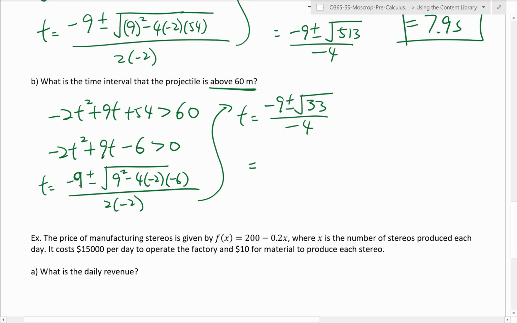So -9 minus root 33 divided by... -9. I'll do plus first actually. Plus root 33 divided by -4. This was 0.8 seconds. And the other one would be -9 minus root 33 and then divided by -4. And this would be 3.7.